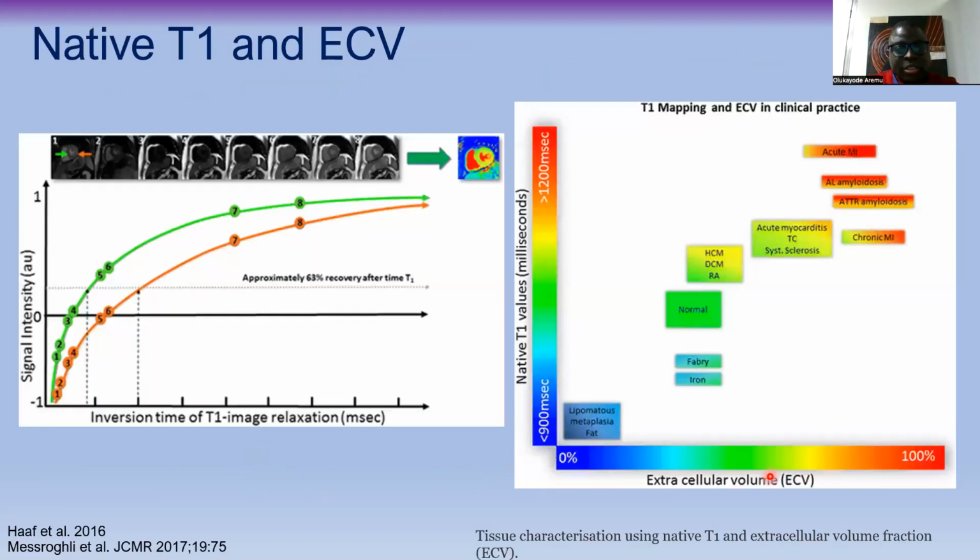Okay, so this palette is just showing the T1, what I was talking about the other time. After exciting the protons of the body, it takes a bit of time to reach 63% recovery after T1, approximately 63% of it. So to equilibrate, that is what we are talking about. That is the time that we are looking at, the inversion time of T1 image relaxation, measured in milliseconds.